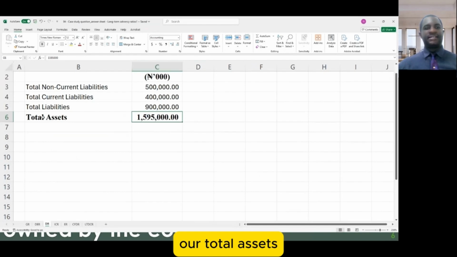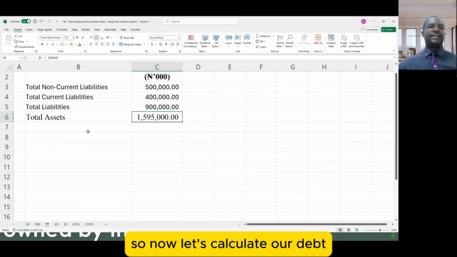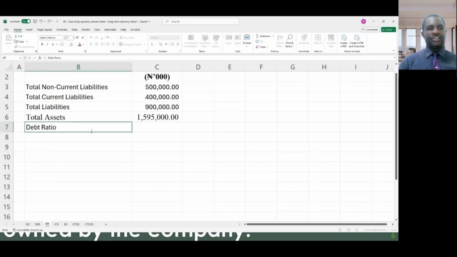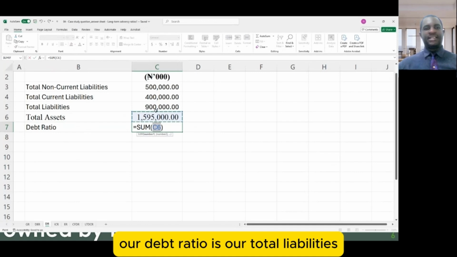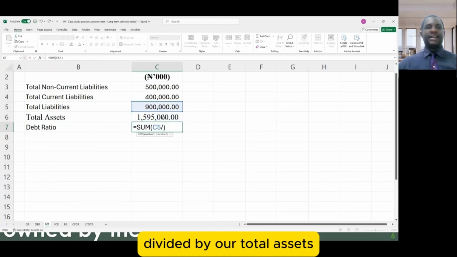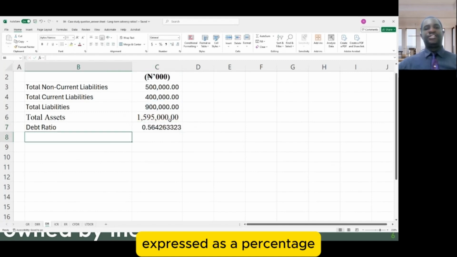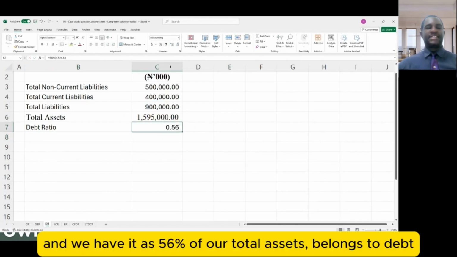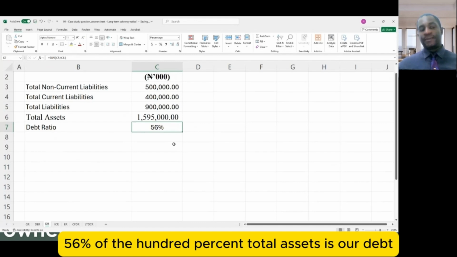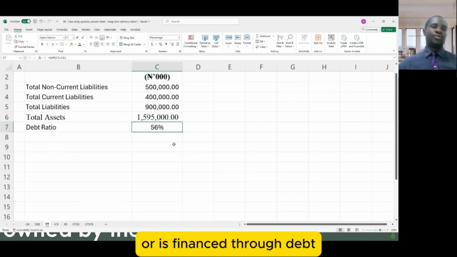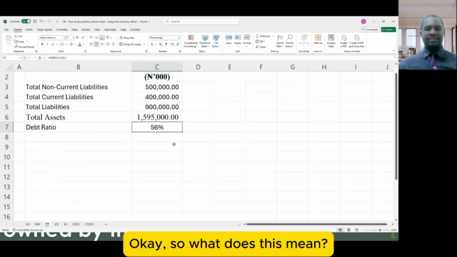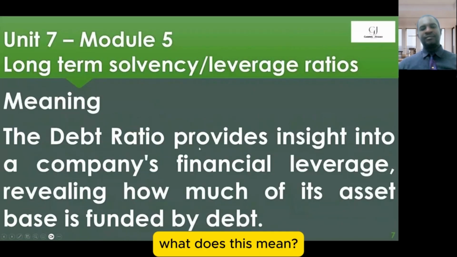Our total assets. So now let's calculate our debt ratio. Our debt ratio is our total liabilities divided by our total asset expressed as a percentage. We have it as 56% of our total assets belongs to debt. So 56% of the 100% total assets is our debt, or is financed through debt. And so what does this mean?